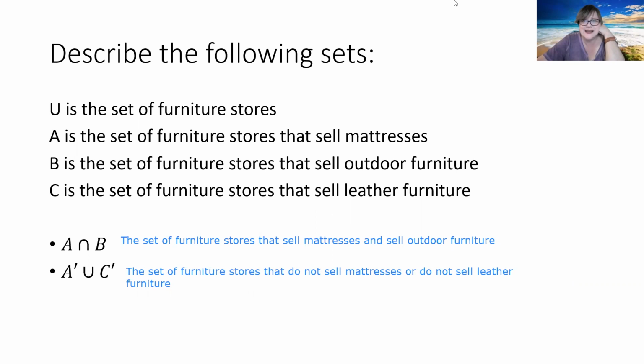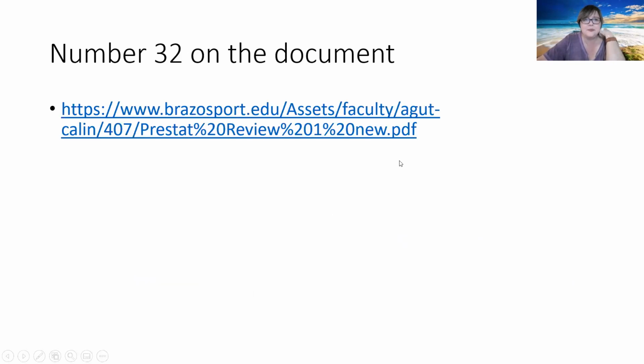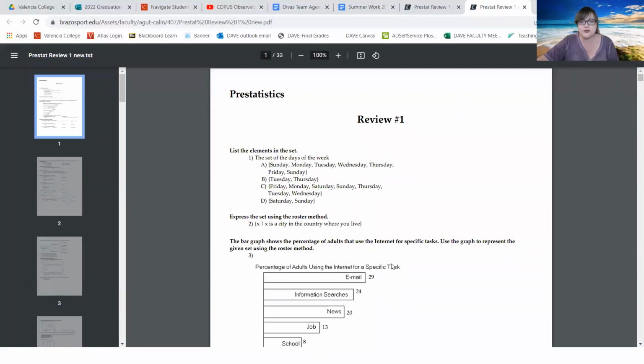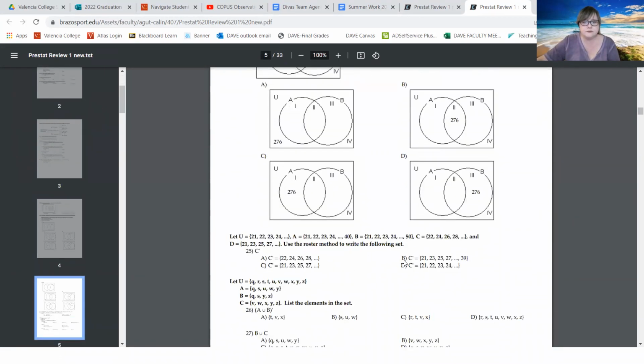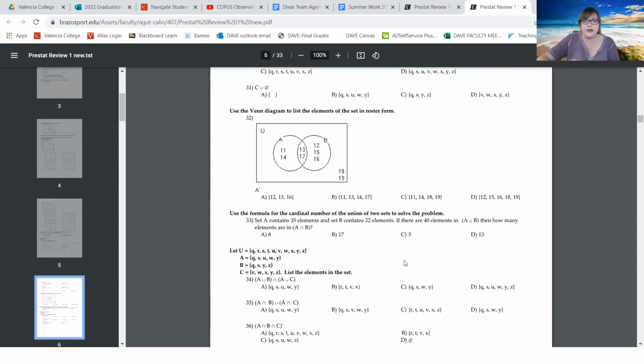Let's look at the next example. All right, I want to work this problem. So let's see here. We're going to scroll down to number 32. There we go. All right, use the Venn diagram to list the elements of the set in roster form. Okay, the set is A complement right here. So that's the elements that are not in A. What's in A? 11, 14, 13, 17. So not in A would be 12, 15, 16, 18, and 19.